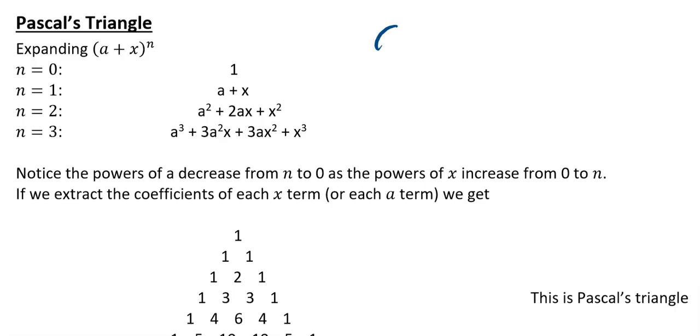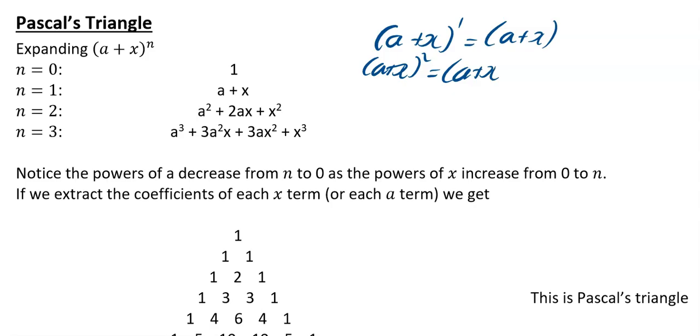So if you have (a + x) to the power of 1, that is just going to be a + x. Now if you did (a + x) squared, you would have to do (a + x) times (a + x). Multiply it out, and what you're going to get is a squared + 2ax + x squared.